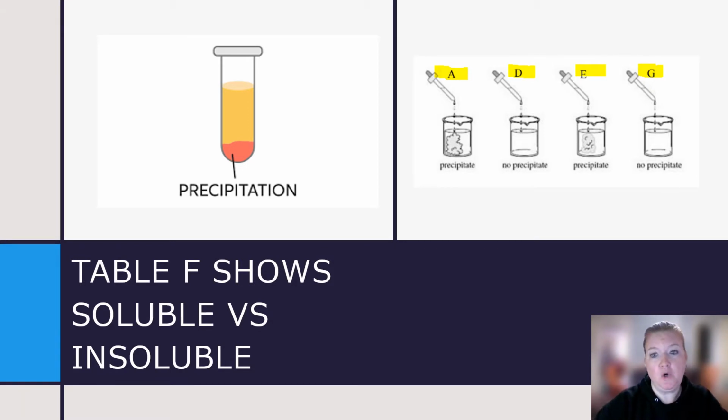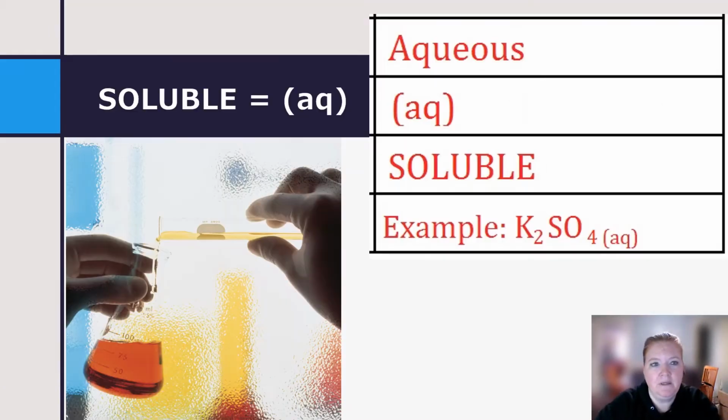Okay, so if it's insoluble, that means it makes a precipitate. It comes out of the solution. It's a solid. Okay, soluble means it's going to dissolve. Now, even with insoluble, it's going to dissolve a little bit. Okay, so soluble means it's aqueous, it's soluble. Okay, you'll see AQ after it.